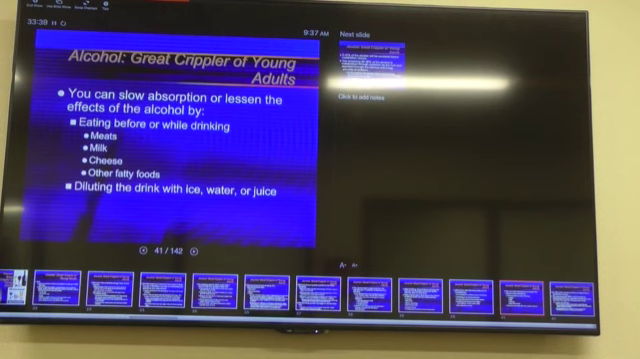You can slow absorption or lessen the effects of alcohol by eating before or while you're drinking. The more fat that you take in, the more alcohol that you will absorb in the fat. So if you eat meat, or you drink milk, which has a lot of fat in it, or eat cheese, it will absorb the alcohol, and you won't get drunk as readily. Why would you want to drink milk while you're drinking? Well, you drink the milk, and then you drink your alcohol. It's kind of like a White Russian in your stomach.